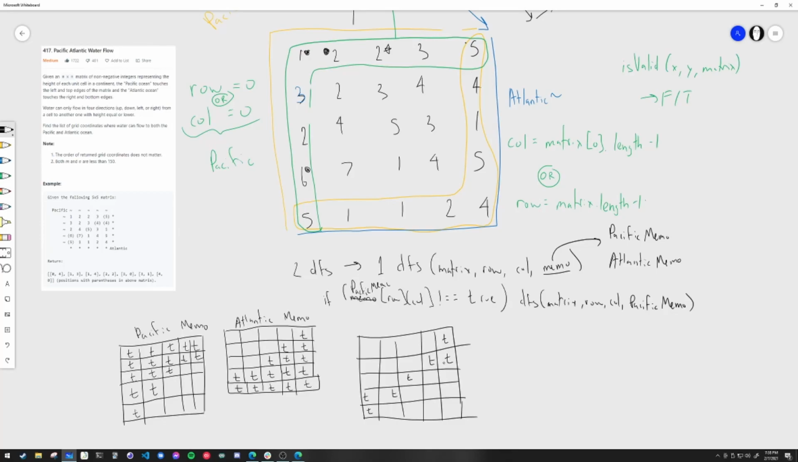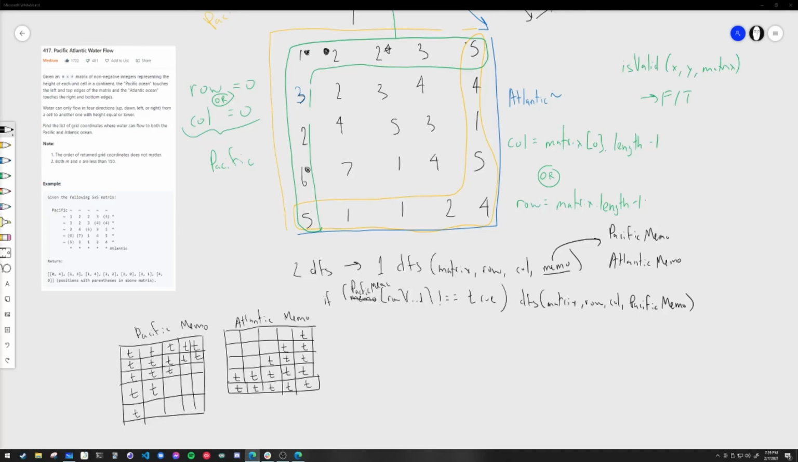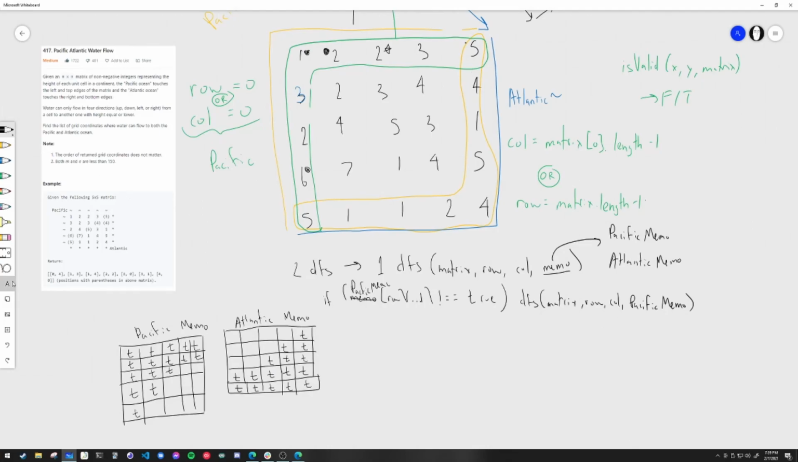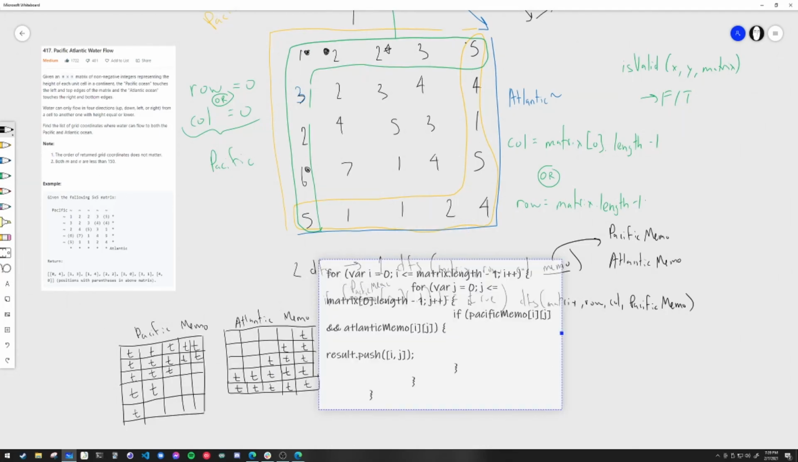What's this last square right here? Is this a third memo or? No, so this one I just did for visualization purposes, but to get the output that they want you to have, you just input, check and plug in both coordinates as you loop into both memos. If they're both true, then push coordinates into your result array.